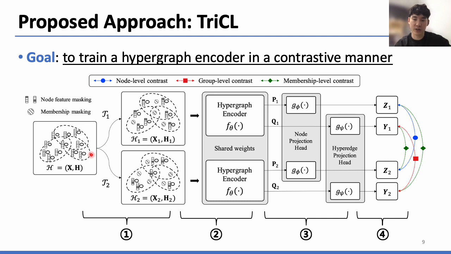TriCL follows the conventional contrastive learning paradigm where the model tries to maximize the agreement between different views, while most existing approaches only use node-level contrast when the downstream task is node-level. The big difference between TriCL and previous methods is that TriCL applies three forms of contrast for each of the three essential elements constituting hypergraphs. There are nodes, hyperedges, and node-hyperedge memberships. TriCL is composed of four components. Let's talk about these components one by one.